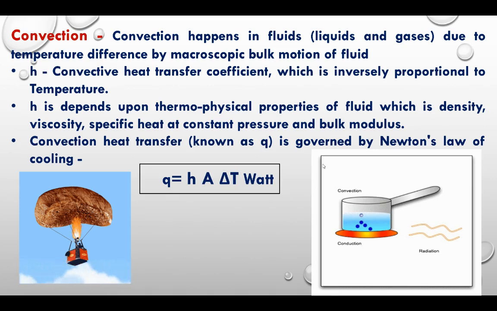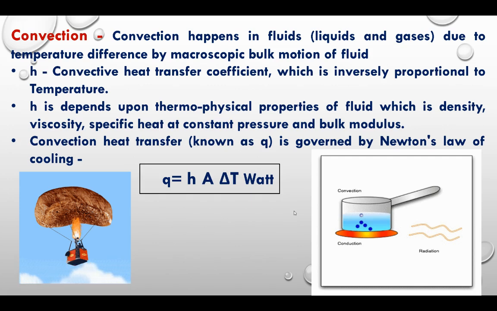It is happening basically due to the temperature difference and due to the macroscopic bulk motion of the fluid. How is it happening? If you are slowly heating a pan, and in that pan there is water, first due to conduction, that pan will be heated, and after that the lower-level molecules, which are heated initially, slowly go upward, and the cooler molecules come down. In this way, slowly macroscopic bulk motion of the fluid is happening. So due to that, convection is happening.